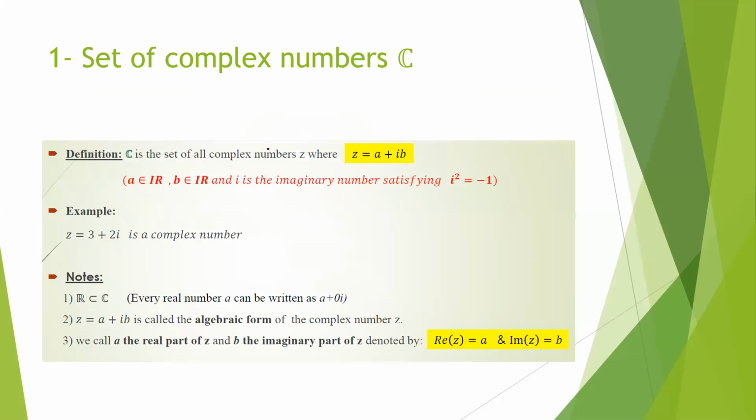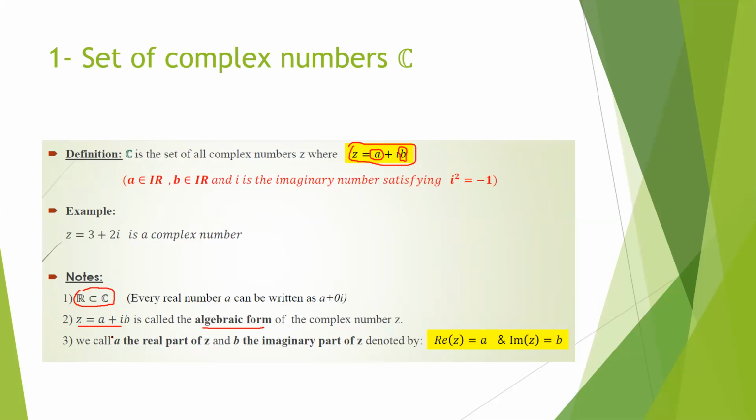Now, algebraic form. The set of complex numbers, written in the form z equals a plus ib. a should be real, b will be real, and i squared is minus 1. Example: 3 plus 2i is a complex number. The set R is a subset of the set of complex numbers. z equals a plus ib is called the algebraic form, no i in the denominator.